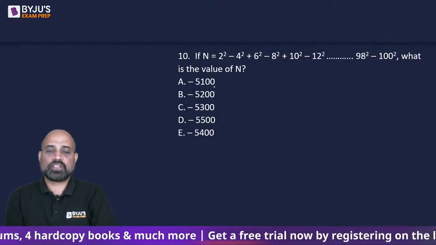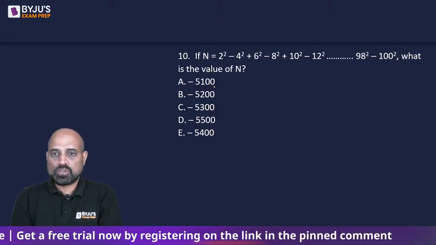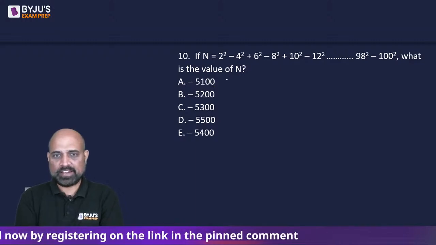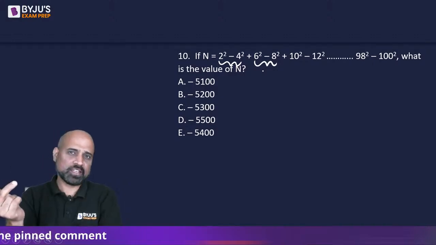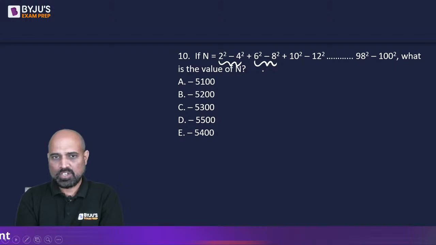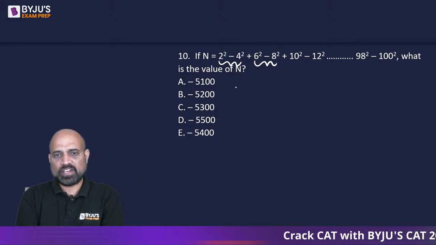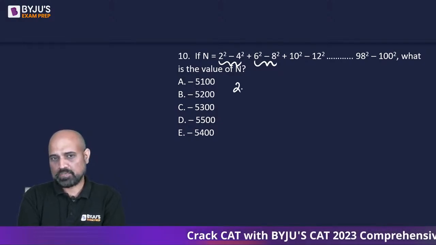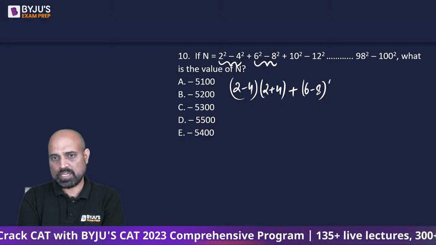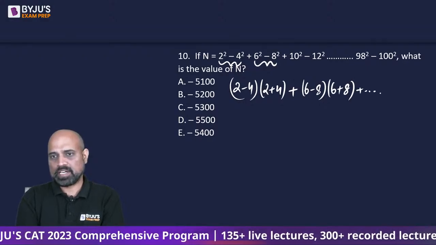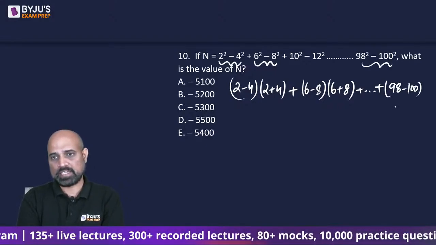Okay, next question. If n is equal to this, what is the value of n? So we can see that in every pair of terms, छोटा number is positive, the larger number is negative. So I will be getting a negative answer. So if I take out minus, नहीं minus रहने देते हैं. If I write this as a square minus b square format, this will look like a minus b into a plus b. Similarly, the next pair as a minus b into a plus b. And this will continue until the last term, which is of the form again a square minus b square, that results in a minus b into a plus b.